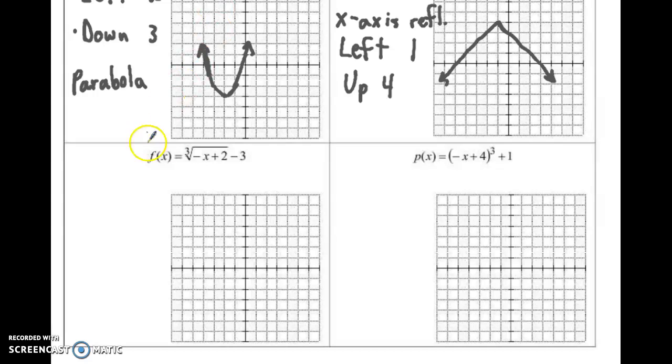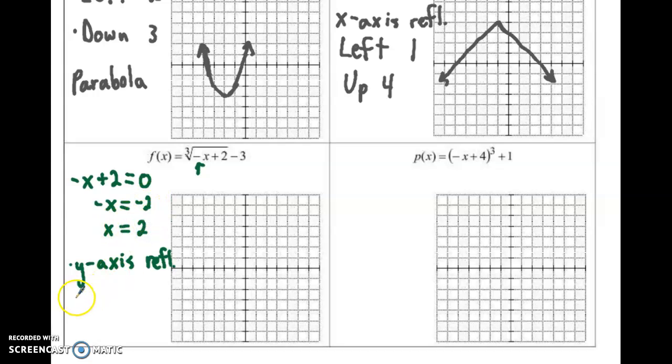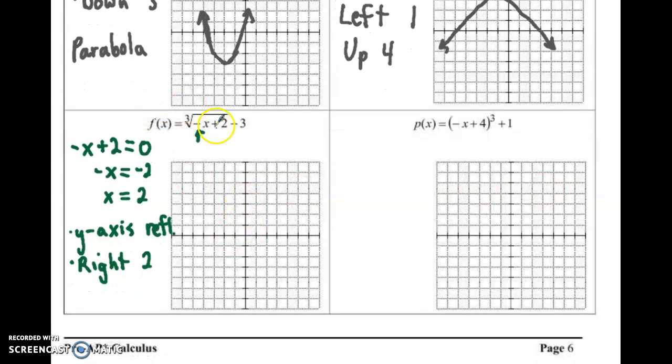Now, let me change colors for the next one, because a lot of students get confused when we have a negative right here. And I think it works if you actually show students that, yes, it's a y-axis reflection, but then they say, oh, well, the plus told me to go left. Well, not quite correct. Because if you subtract 2 over, you get negative x is equal to -2, and then divide by -1, you get x equals 2. This is actually shifting right 2 units. And that's the clue when you do a y-axis reflection, is this plus actually stays the same.